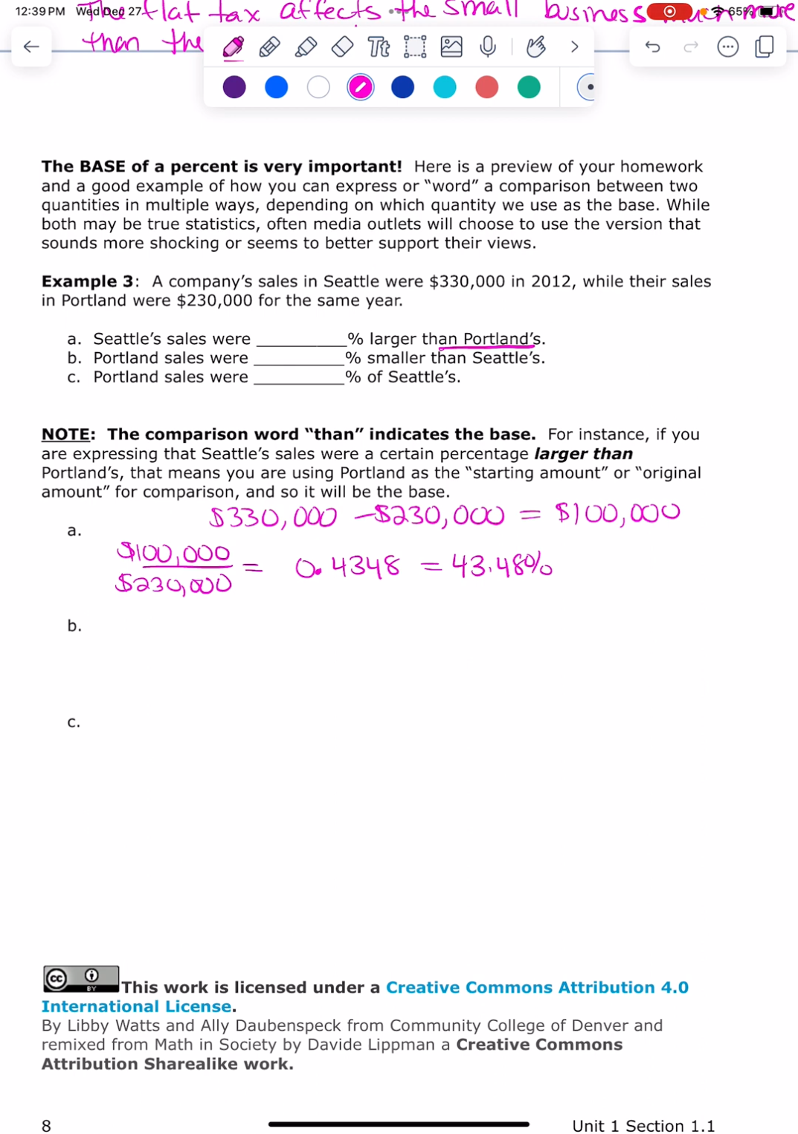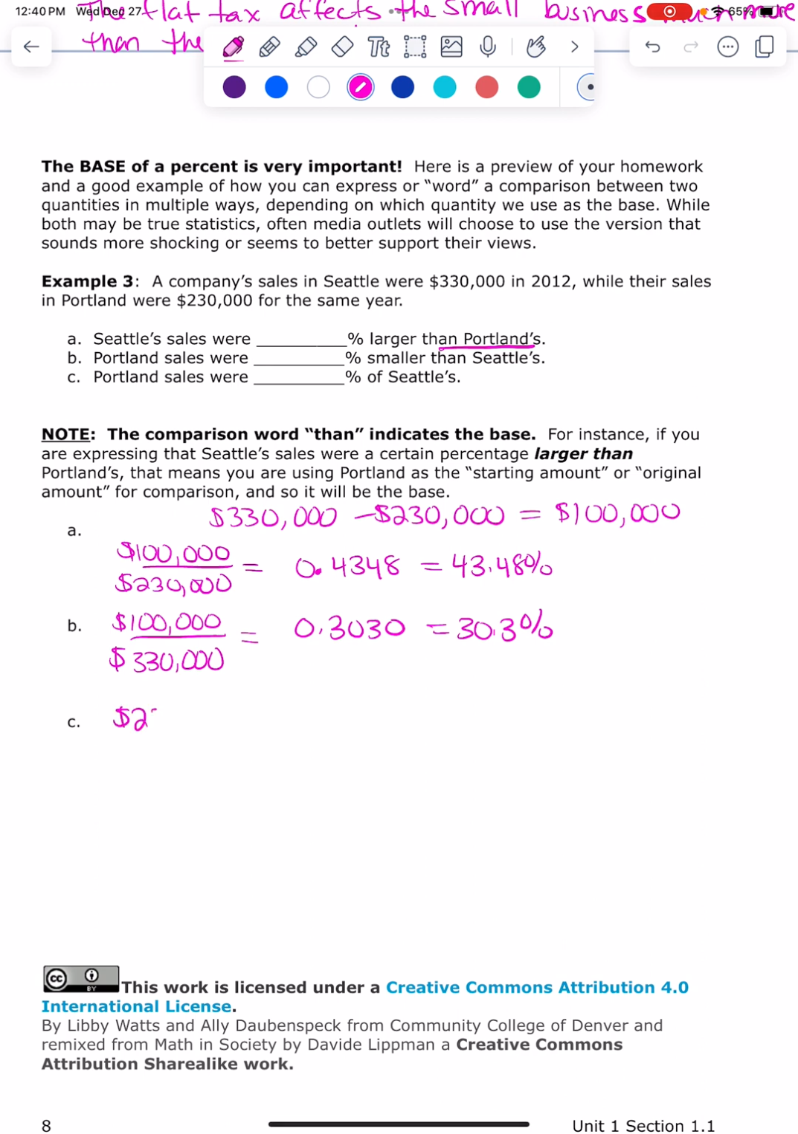So that sounds like a decent amount. The next one, Portland sales were blank percent smaller than Seattle's. So we still use the 100,000 because we're talking about a percent decrease. But Seattle's were $330,000. Divide the numbers and you get 0.303030 repeating. So that comes out to be about 30.3%. That doesn't sound as dramatic.